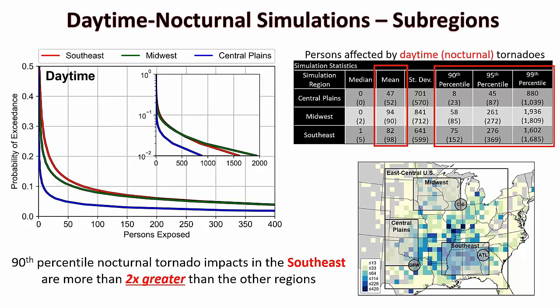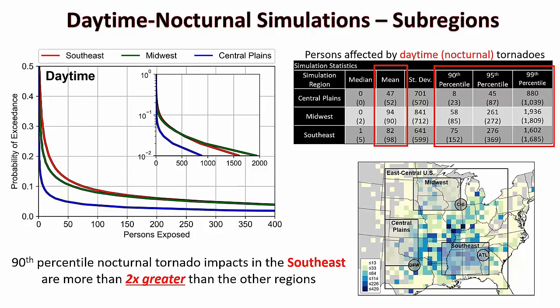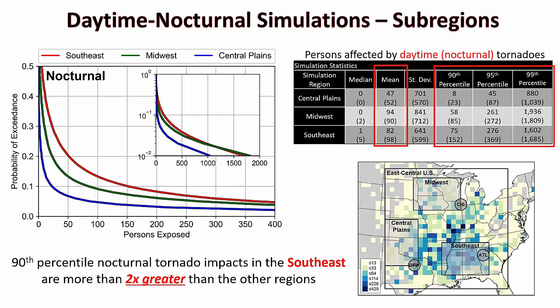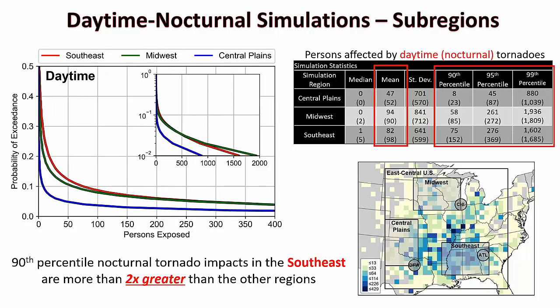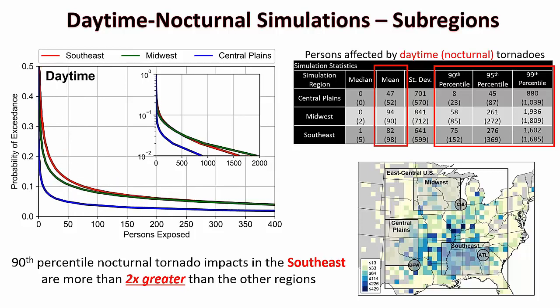So the idea is that we can simulate over and over again and look into these nuances of what impact modeling might provide us in terms of knowledge about daytime versus nocturnal impacts, region versus region, magnitude of tornado, EF1s versus EF2s, and so on. So there's a lot of tools that we can use here. So where does the DAT come into play?